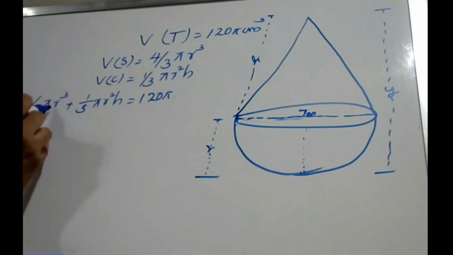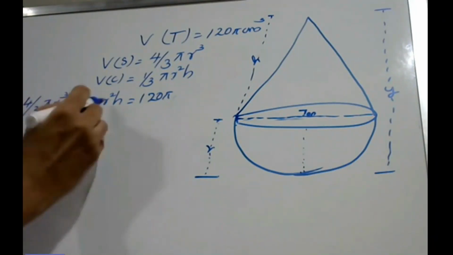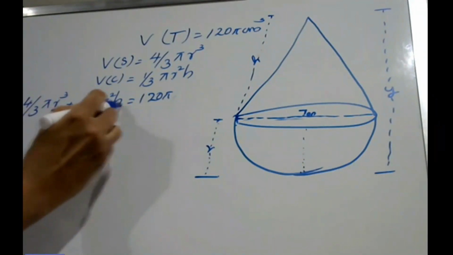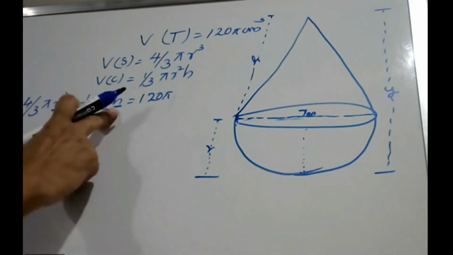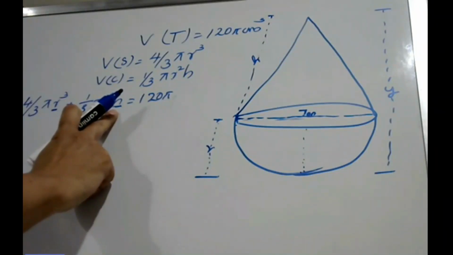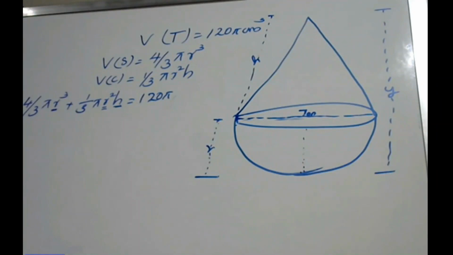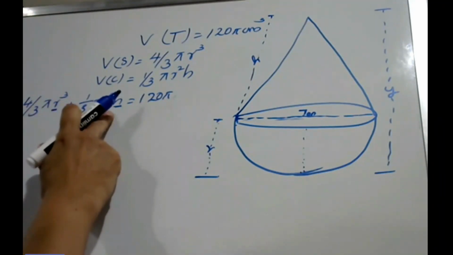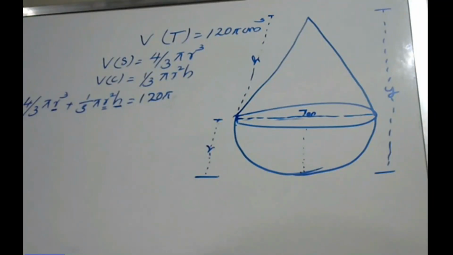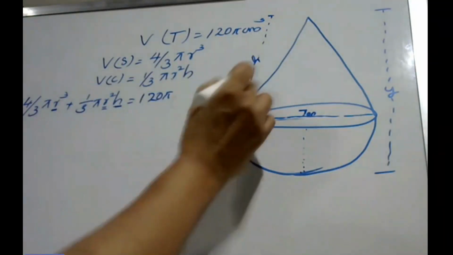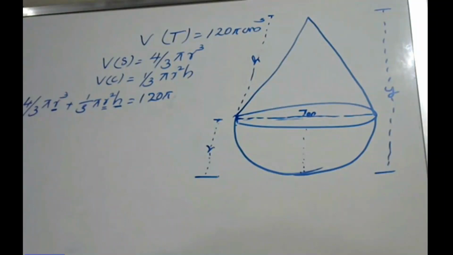See, here in this equation, I have r and h. There are two variables, so it is not possible to find a solution for two variables using one equation. So what I can do is write one in terms of the other. That means I can write h is equal to y minus r.